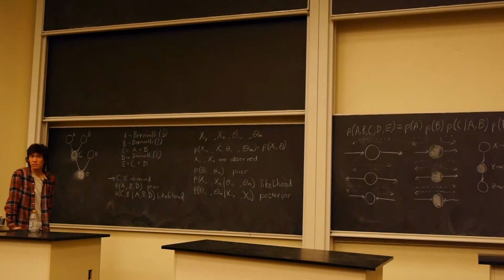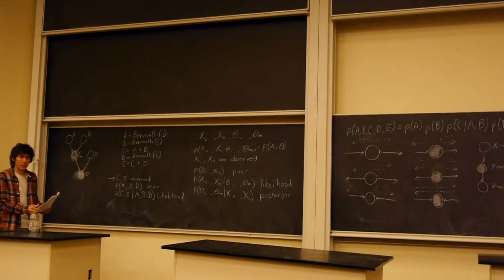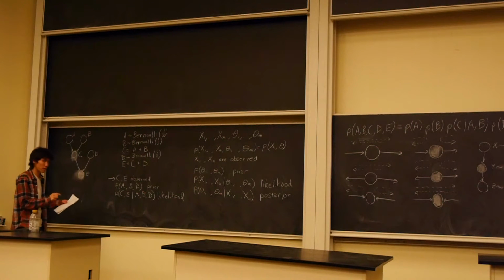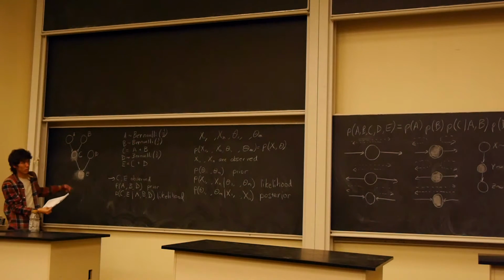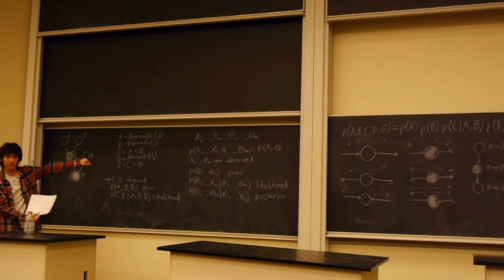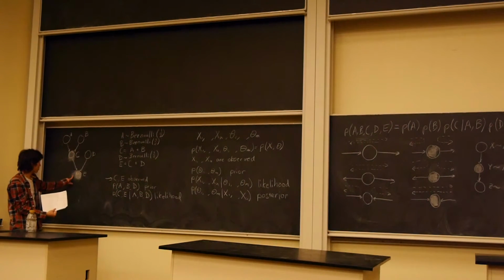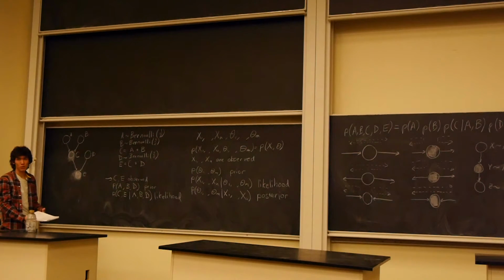Anyone have a guess? Independent. But here's one possible path that the ball can pass through. It can go from A to C and to E, right? Because it's going through the top left rule over there. And then back through E into C up to B. So they're actually dependent.